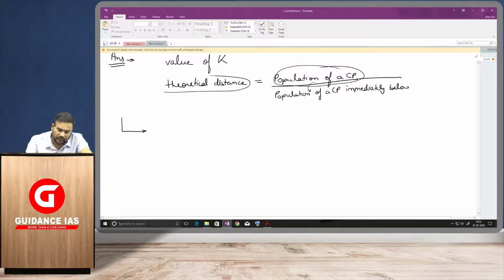However, when we take into account the criteria of theoretical distance, central place theory is found to be largely applicable. Okay, so write this down.